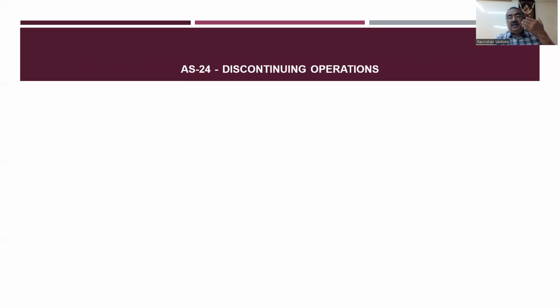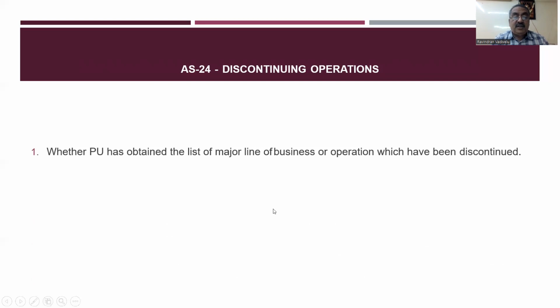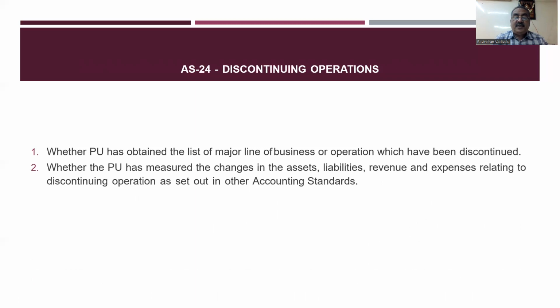Sometimes some unit may discontinue the business, or discontinue one of the activities. What are the things that you have to consider? That is covered in AS 24. The practicing unit has obtained the list of major lines of business. The first thing is you have to obtain the list of businesses and which businesses or operations have been discontinued. It has to be duly signed by the client. Then it has to be handed over to the practicing unit.